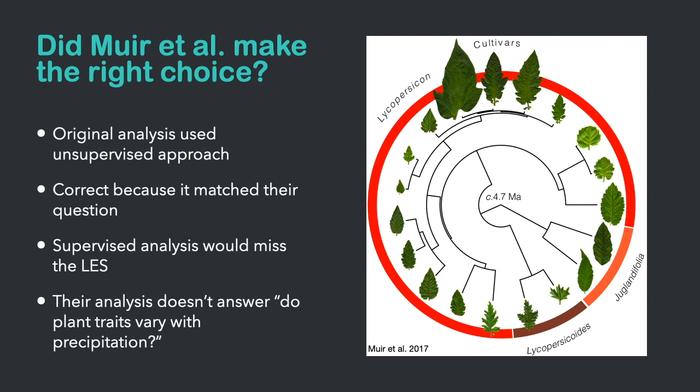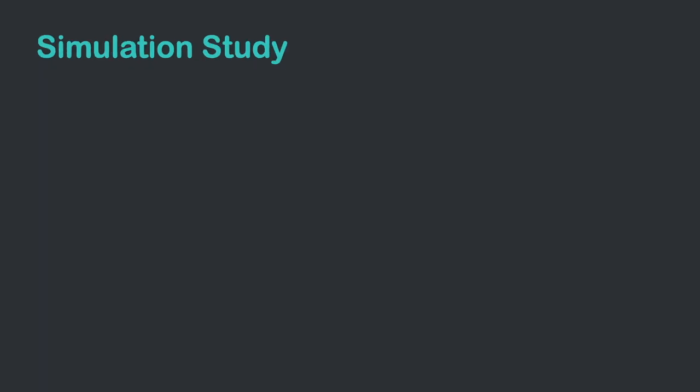So you might be thinking, did Muir et al. make a mistake? Did they make the right choice in their analyses? Well, yes, they did. Their original analysis used an unsupervised approach, and that was correct because it matched their question. If they had used a supervised approach, it would have missed the leaf economic spectrum entirely, and so they made the right choice. But it's also important to realize that their analysis does not answer the question, do plant traits vary with precipitation? That would require a supervised approach.